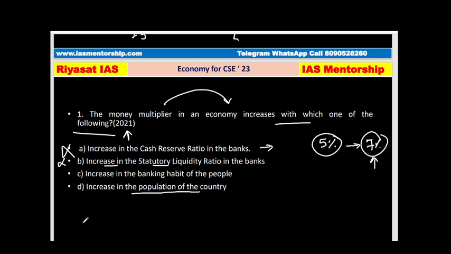Increase in the population of a country. What will population do? पॉपुलेशन इंक्रीज हो रही है, इसका ये मतलब थोड़ी ना है कि आपके पैसे मल्टीप्लाई हो रहे हैं. हो सकता है ये तो आपका बैंकिंग करे ही ना, they are not interested in banking. तो सही ऑप्शन इज इंक्रीज इन बैंकिंग हैबिट ऑफ द पीपल. If people are habitually banking, depositing, withdrawing, so this will help to multiply the money in the economy.